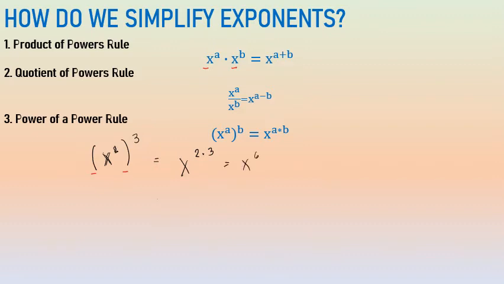Okay, so I just want to emphasize here, class. Sa product of powers rule, you have two same bases being multiplied with each other. Dito sa power of a power rule naman, class, ang minumultiply natin are the exponents, not the bases. Okay? So what we multiply here are the exponents. Take note.